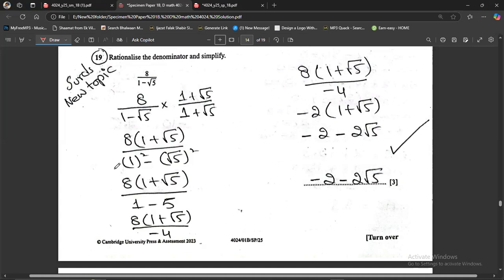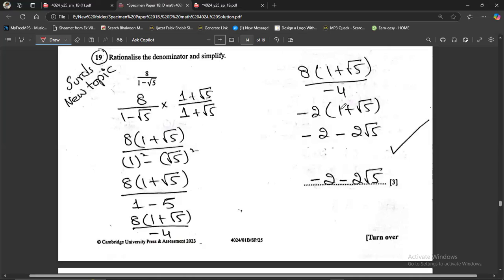So according to the identity, a plus b into a minus b equals a square minus b square. So you will have 1 square minus the square root of 5, its square. So upstairs you will have 8 bracket 1 plus under root 5 bracket close. Downstairs 1 square is 1 and minus, and then square root of 5, its square, you will have 5. So you will have 8 bracket 1 plus under root 5 bracket close, and downstairs you will have minus 4. Now this 8 and minus 4 can be cancelled. So you are left with minus 2 bracket 1 plus under root 5 bracket close.